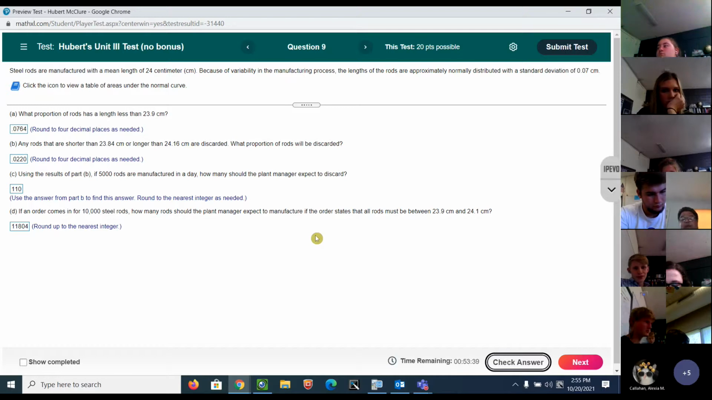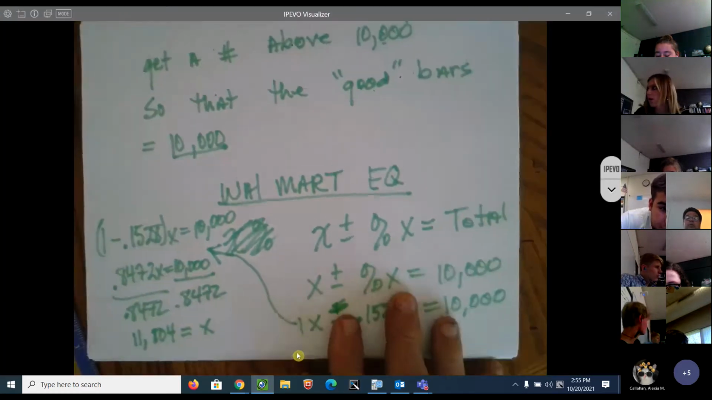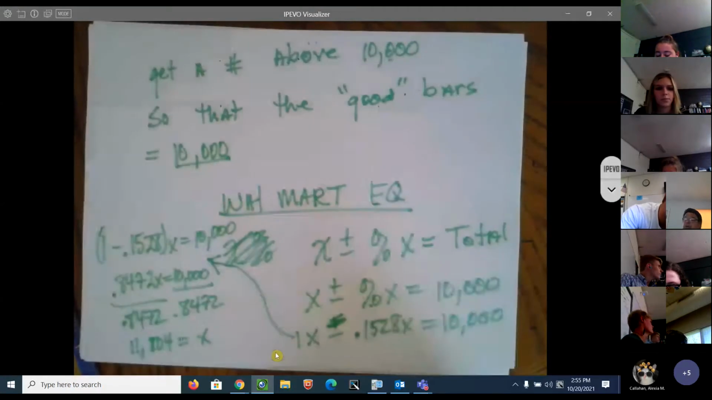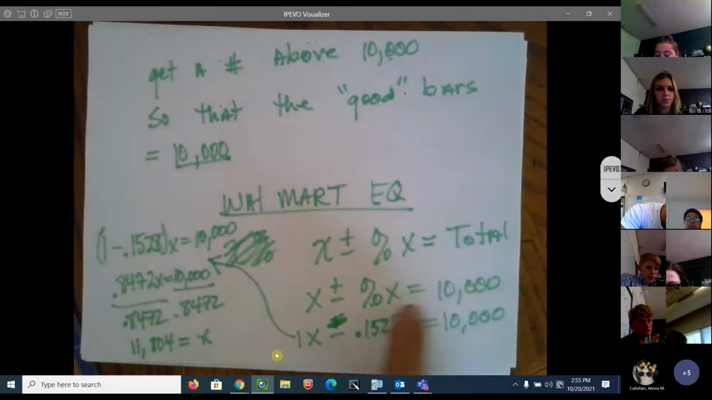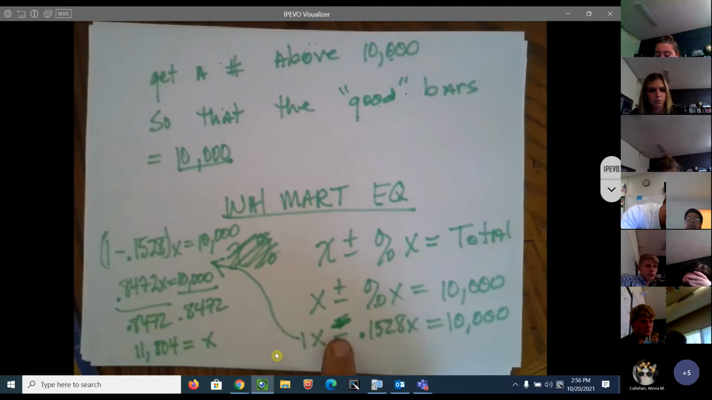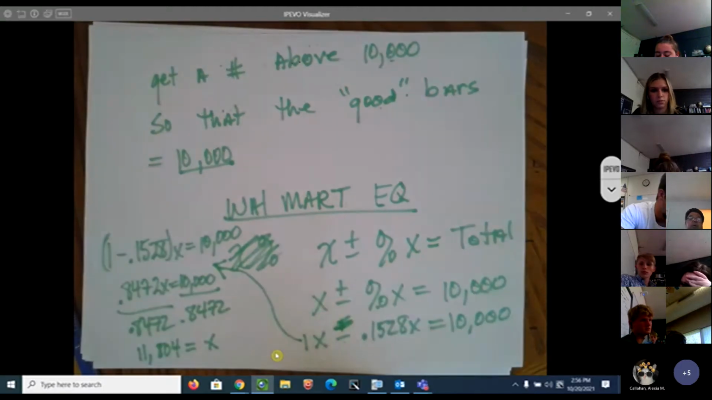You've got to make almost 12,000 bolts for a truckload of 10,000 bolts to be good to go out. I'm going to put that up again so you can see it. Walmart equation: X plus or minus percentage X is equal to the total. You want 10,000 good bolts. There's your percentage of bad bolts. You're going to take out the bad bolts, so take out is subtraction. Do the algebra and you get 11,804.